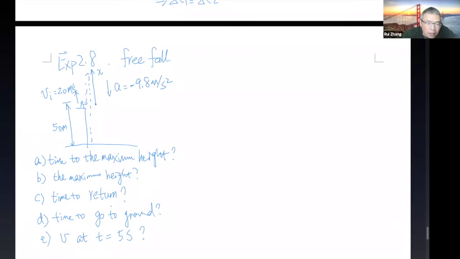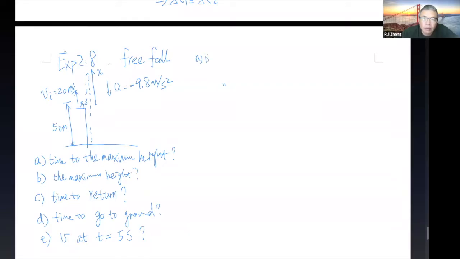And then the D here, the time to go to the ground. So it's a motion starting from here all the way to here. And finally, E is the motion that starts from here and ends up at 5 seconds. So all these motions are a little bit different. They're part of the same motion in some sense, but when you solve different parts of the problem, you need to focus on the specific motion you're talking about. Okay, so let's start from A and B because they care about the same kind of motion. Let me write everything down again.